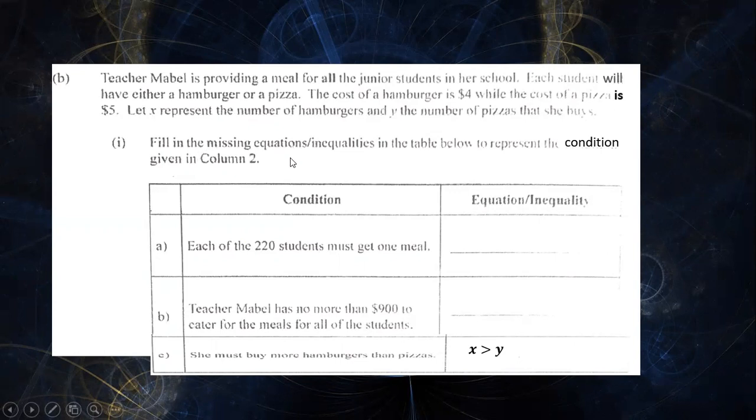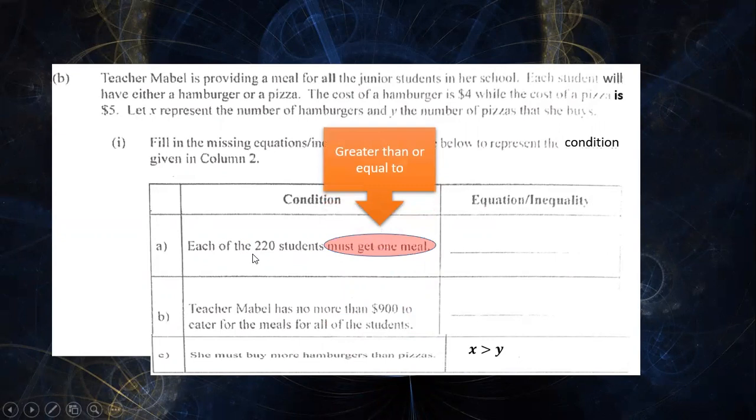Fill in the missing equations and inequalities in the table below to represent the condition given in column 2. So this is column 2 here. We have to fill in this condition and make it consistent with what the condition is. So let's go.